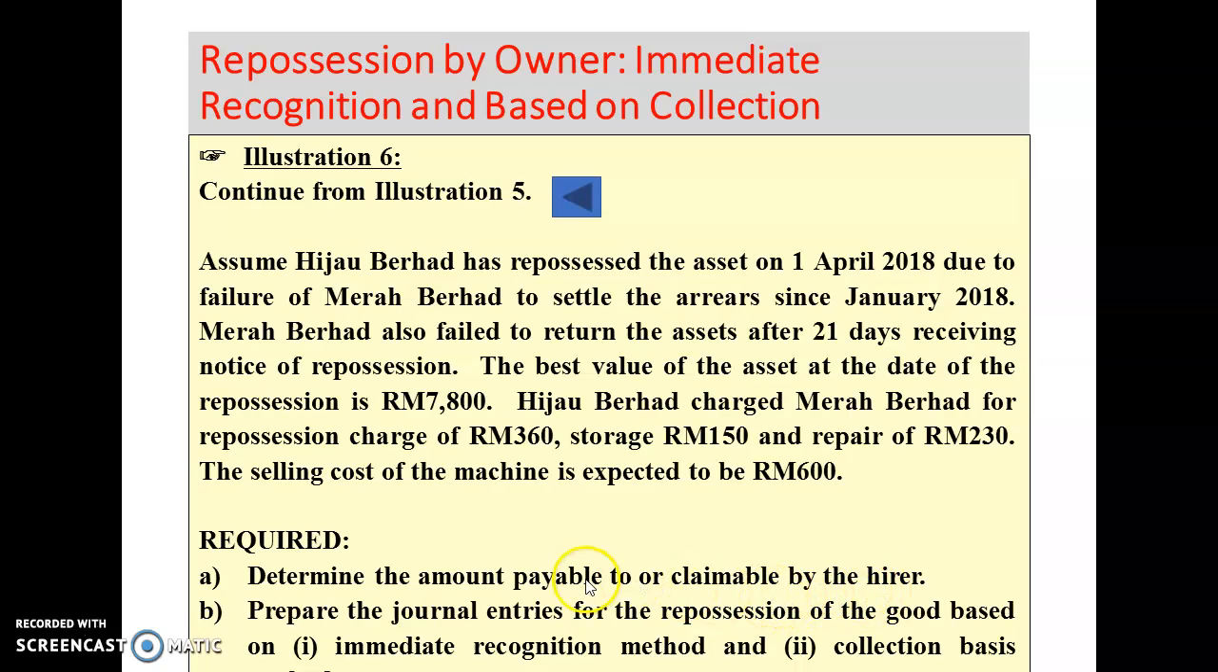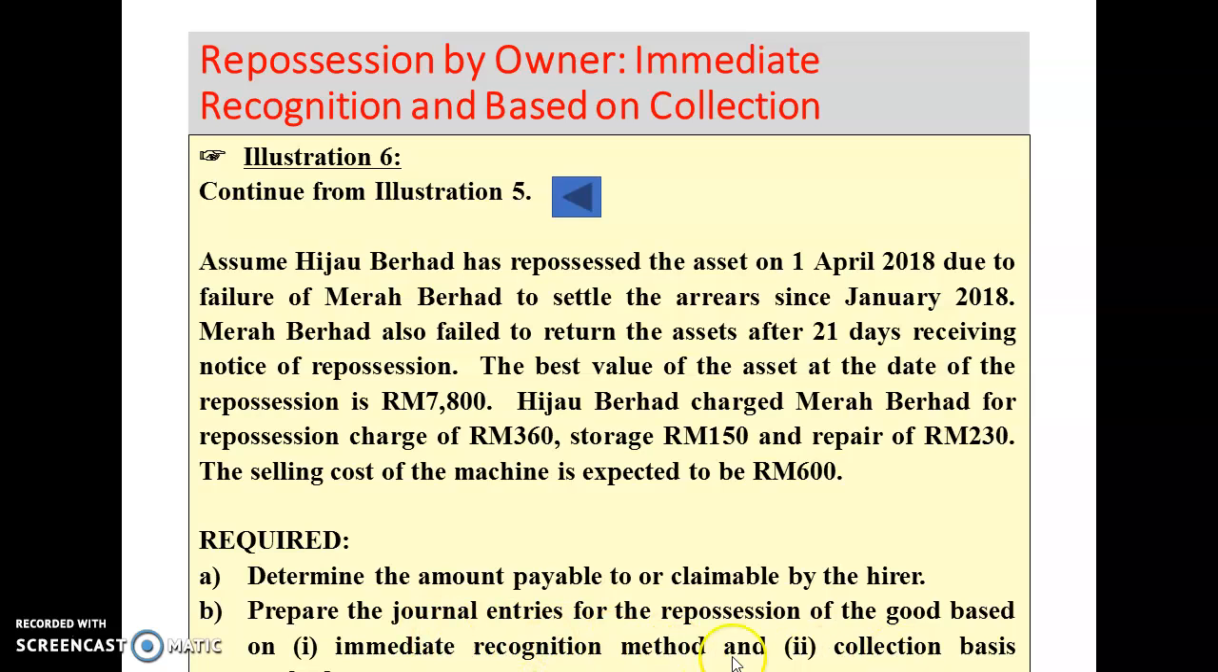The other way around, okay, but it means the same, meaning who will pay for this amount? Is it hirer or owner? Okay, then we're going to prepare the journal entry for the repossession. There are two methods here, because just now in the book of owner you have two methods, either the immediate recognition method or the collection basis method.